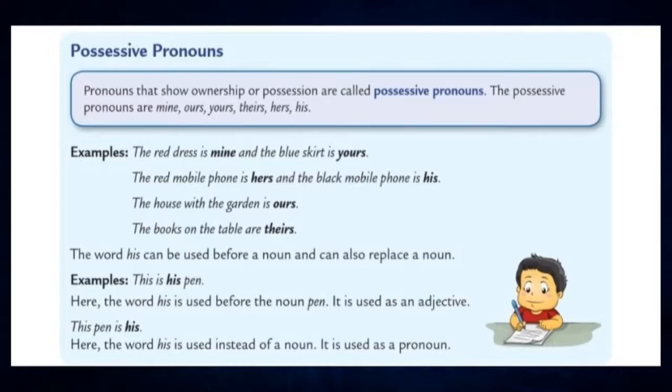And one more thing, the word his can be used before a noun, and it can also replace a noun. It means it can act as a possessive pronoun also. They gave one example. This is his pen. In this example, the pronoun his is used before the noun, so it is used as an adjective. Let's move to the next example. This pen is his. Here in this sentence, the pronoun his is used instead of a noun. So in the second example sentence, it is used as a pronoun.